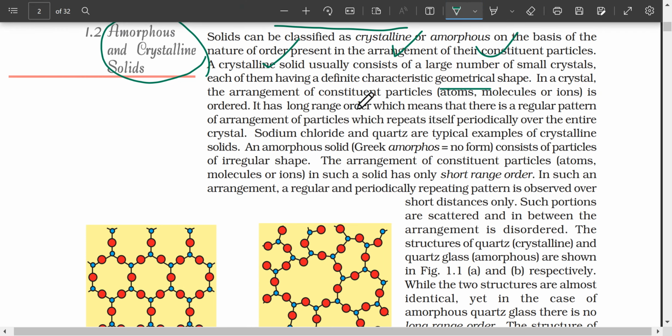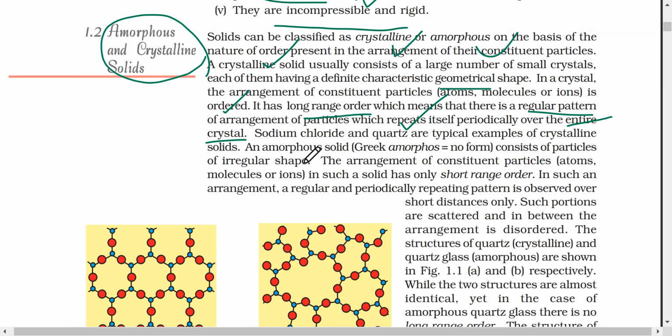In a crystal, the arrangement of constituent particles is ordered. It has long range order, which means that there's a regular pattern of arrangement of particles which repeats itself periodically over the entire crystal. So, what do you mean by long range order? It means periodic repetition over many repetitive units of the regular pattern of arrangement of particles in a crystalline solid. Sodium chloride, for example, and quartz are typical examples of crystalline solids.